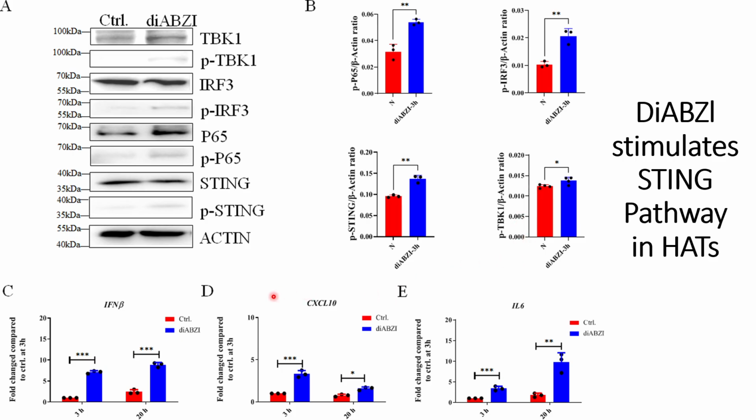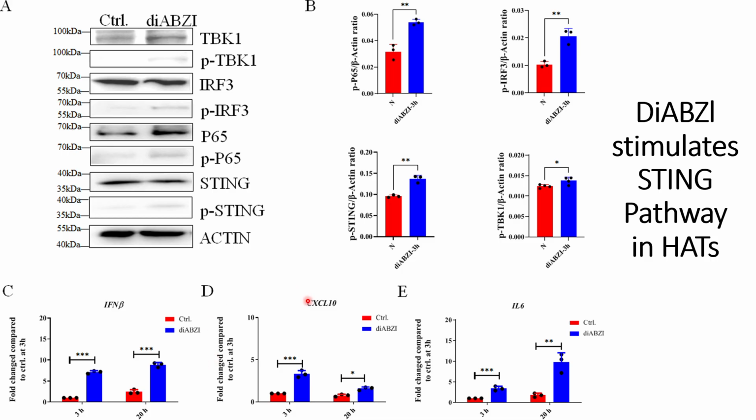Thereafter they checked the presence of some cytokines at different time intervals, and they selected IFN beta, CXCL10, and IL6, which are pro-inflammatory cytokines. What they found for IFN beta is that after 3 hours the increase in the IFN beta signal is significantly higher compared to the control case, and at 20 hours the signal goes up further in the case where HATs are treated with DiaBZl.